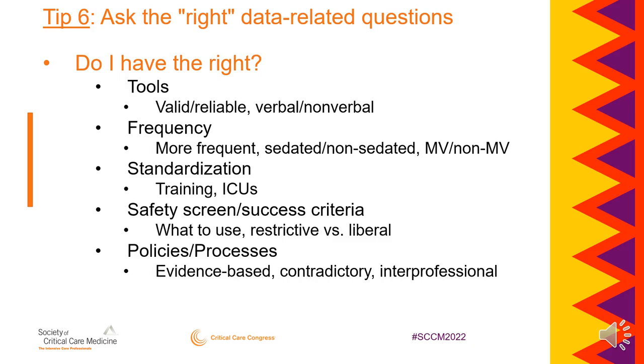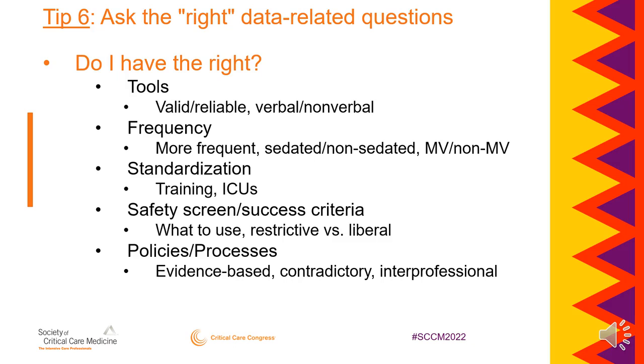Oh, I don't have it on here, but I should have made it tip number 7. Get rid of unable to assess on every form. Trust me, you'll thank me later. No options for unable to assess. But do I have the right safety screen and success failure criteria? Again, go to the evidence.